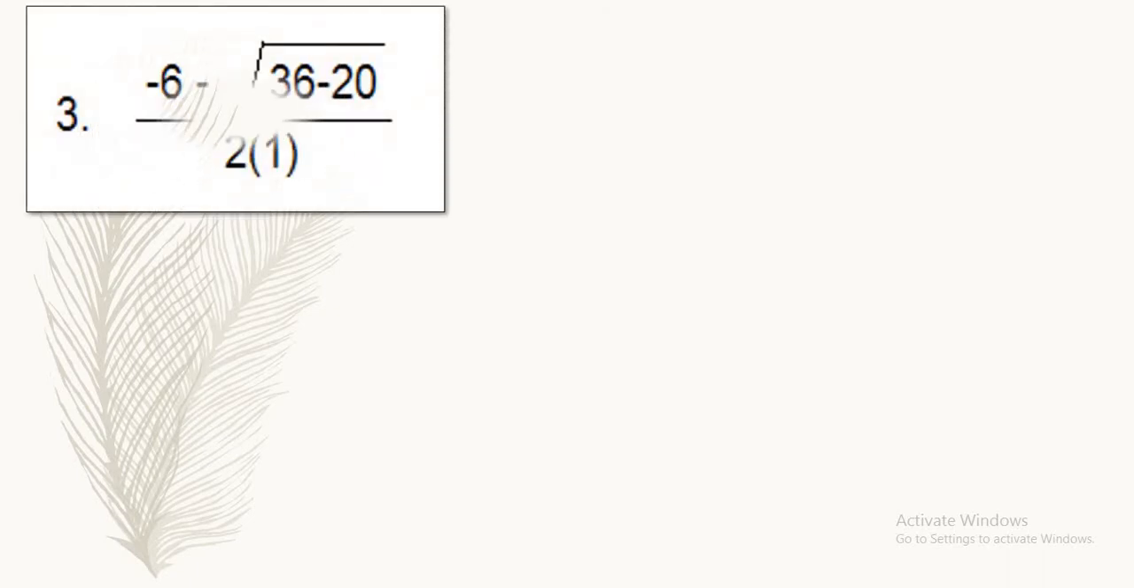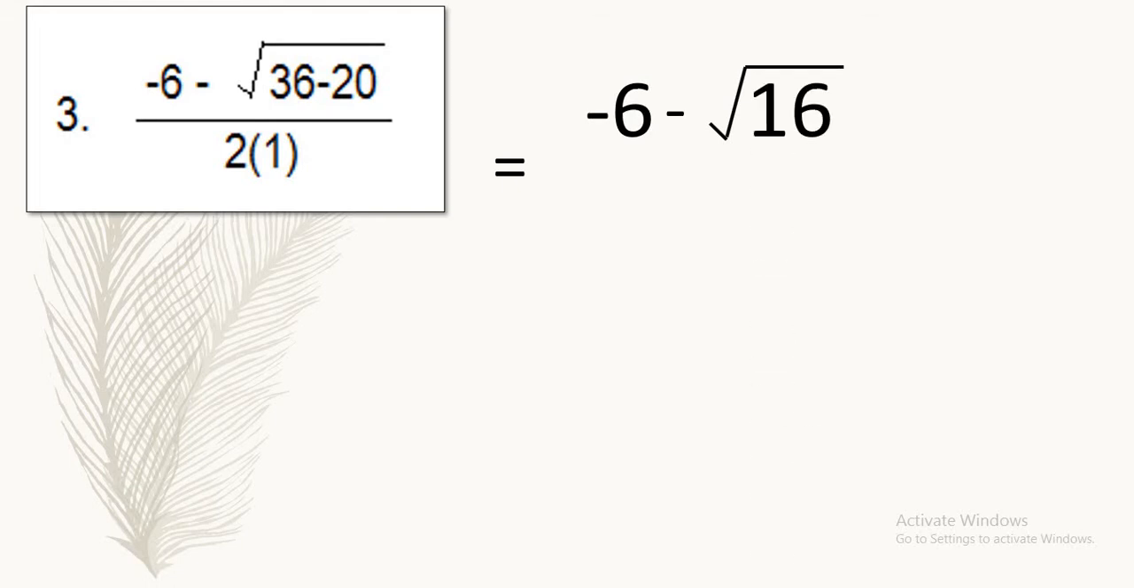Okay, let's go on now to number 3. We have here negative 6 minus square root of 36 minus 20 all over 2 multiplied by 1. So let us simplify square root of 36 minus 20, and that is square root of 16 all over. Simplify the denominator, 2 times 1, which is 2.